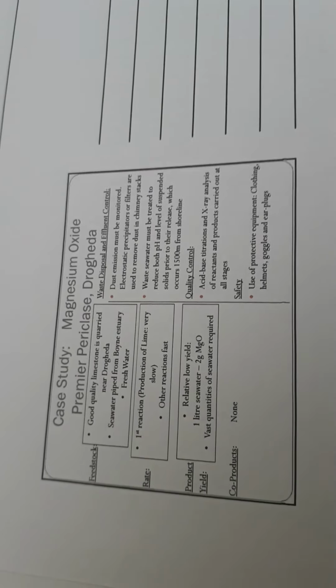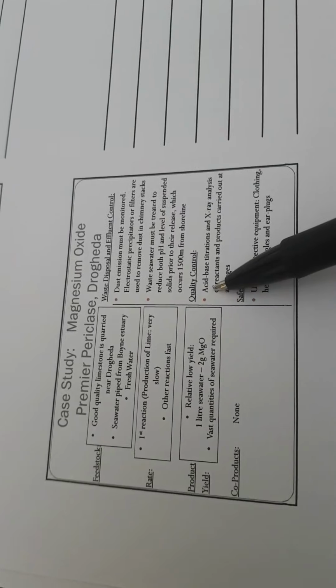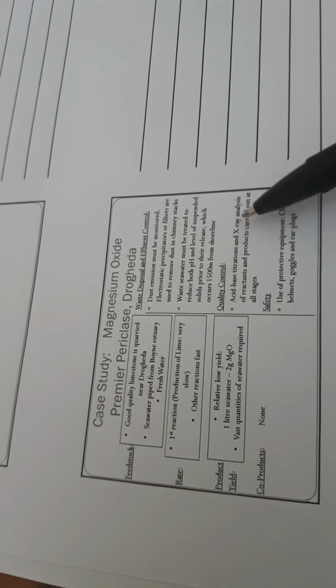So how do they carry out quality control? There's pretty much two. Okay, the first thing they do is an acid-base titration, because that will tell them obviously how pure, how good their lime is. And secondly, X-ray analysis, and that's of the reactants and products. Okay, and that's carried out in all stages.